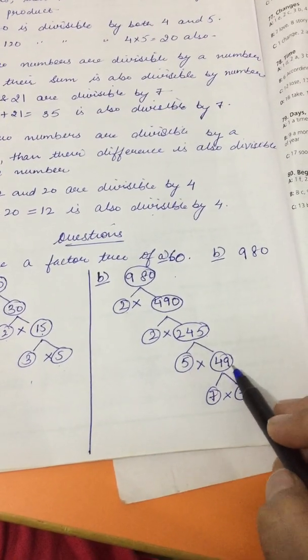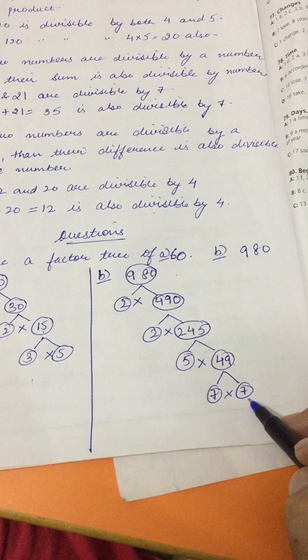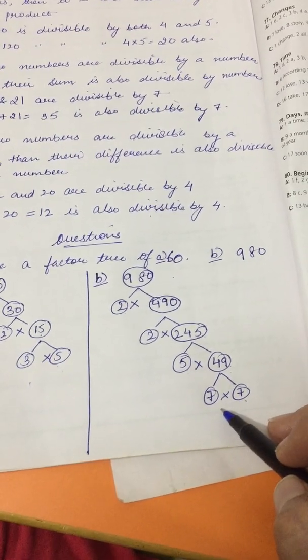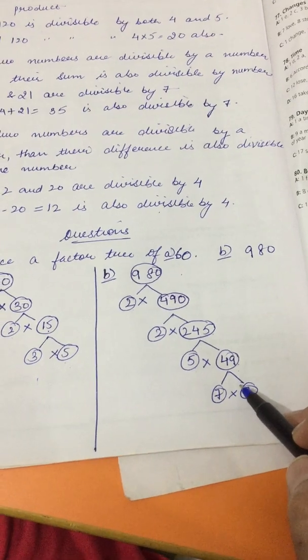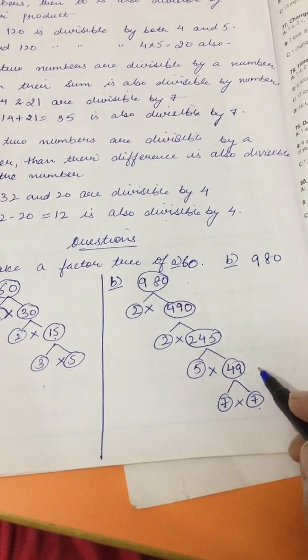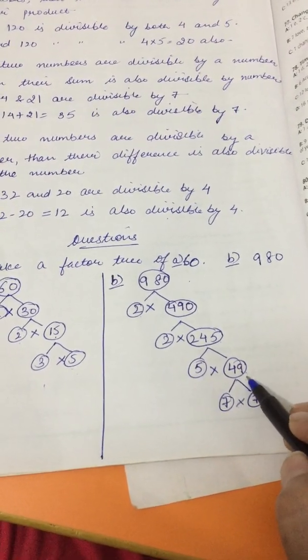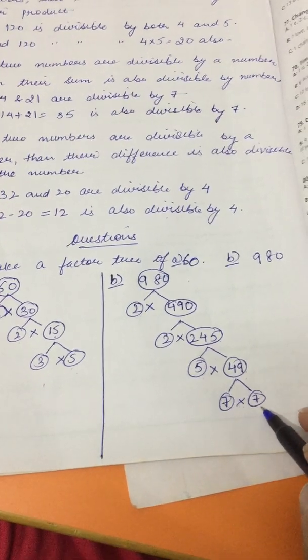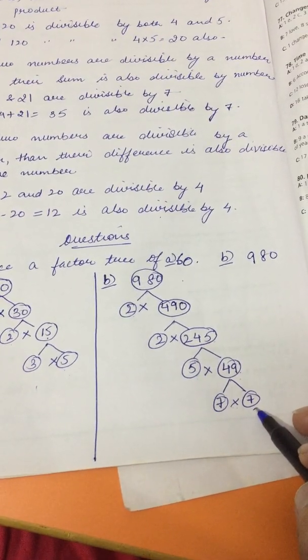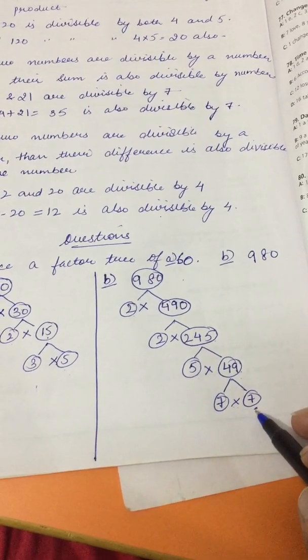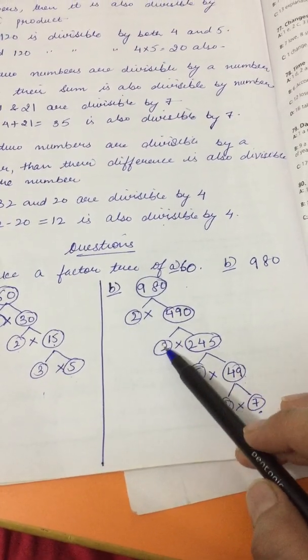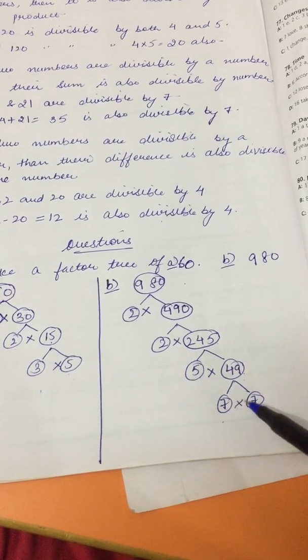Next, 49 can be written as 7 into 7. Because it is not a multiple of 2, 3, 5, but it is a multiple of 7, or we can say 7 is a factor of 49, so it can be written as 7 into 7. Now 7 is also a prime number, so it cannot be further split. We will stop here. So 980 is written as 2 into 2 into 5 into 7 into 7.